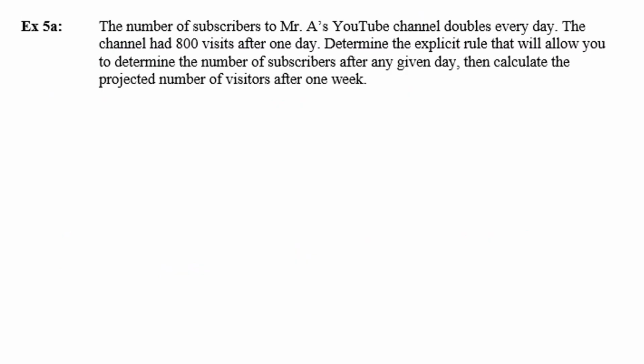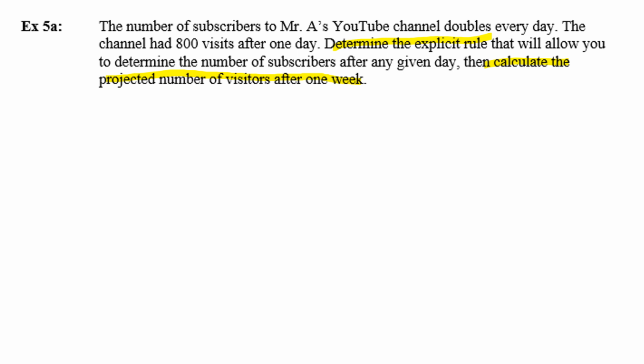Example 5a. The number of subscribers to Mr. A's YouTube channel doubles every day. The channel had 800 visits after one day. Determine the explicit rule that will allow you to determine the number of subscribers after any given day. Then calculate the projected number of visitors after 1 week. Okay, so we're asked a couple things here. First thing, they want us to determine the explicit rule. Then they want us to calculate the projected number of visitors after 1 week.